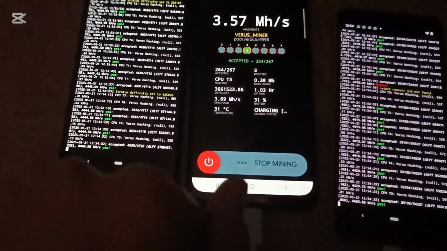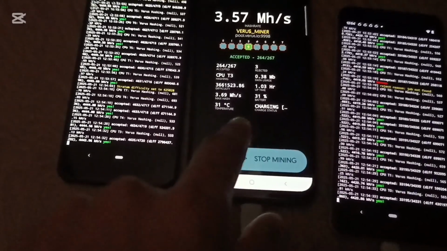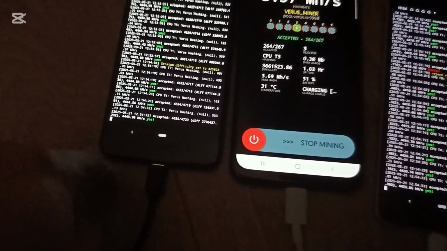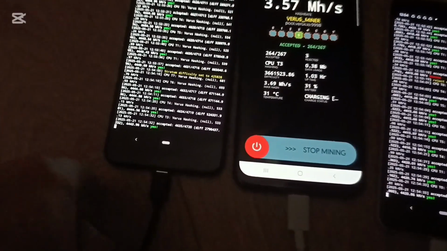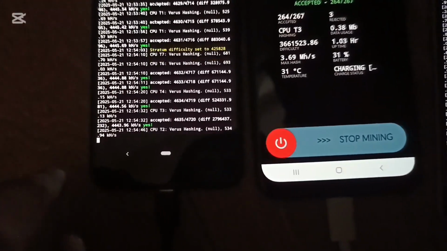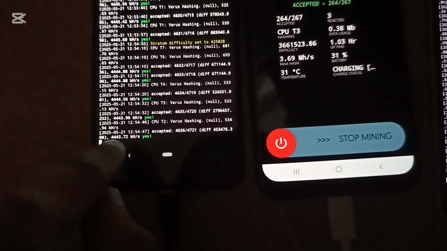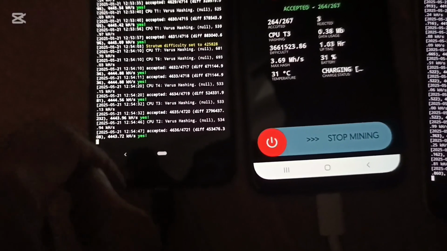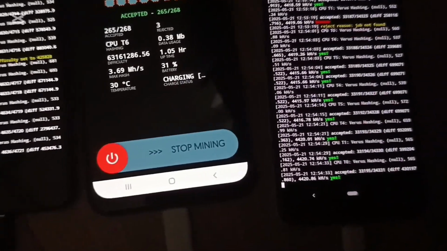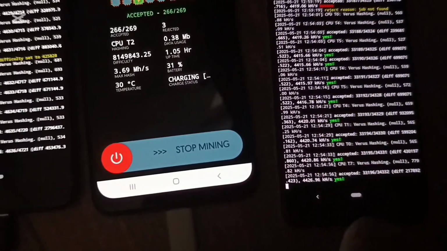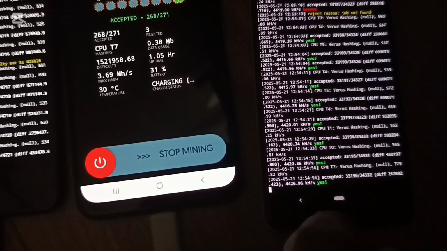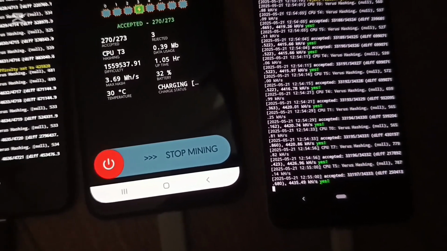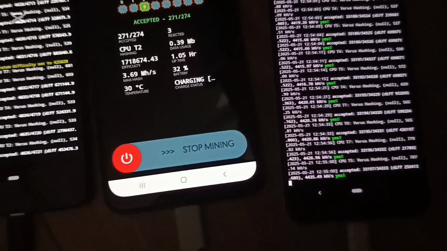And in this phone, the Verus app is not working, but it turned out to be working fine in Termux. Even the hash rate is a little higher in this. I think it's coming around 4 mega hash per second. And in this second Google Pixel, it's the same, around 4 mega hash per second.